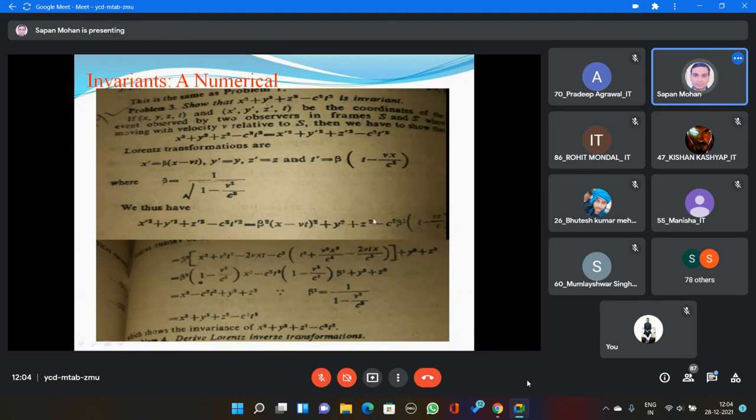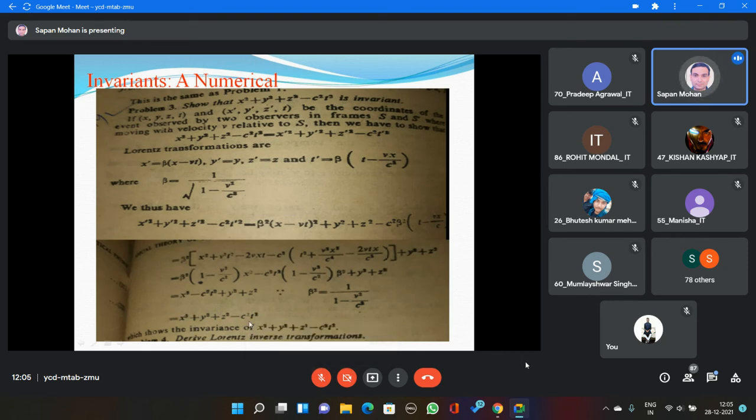Then we will solve it. Y square and z square remain the same, so put them on one side and solve these two terms. After solving, we get x square minus c square t square, while y square and z square remain the same. Clear? So finally we arrive at x square plus y square plus z square minus c square t square.